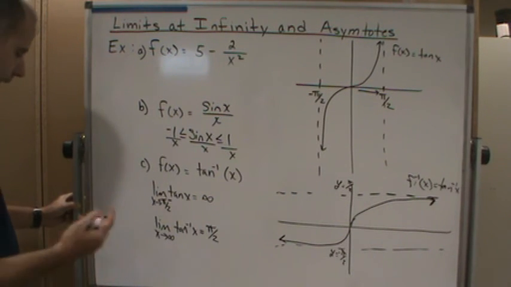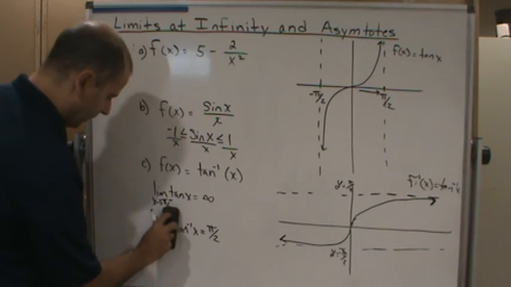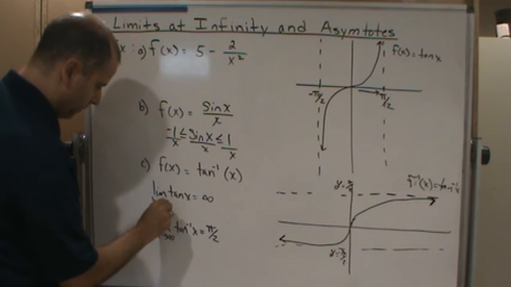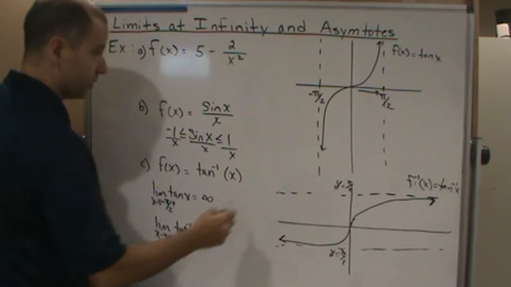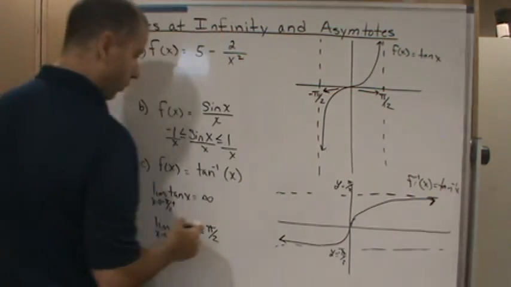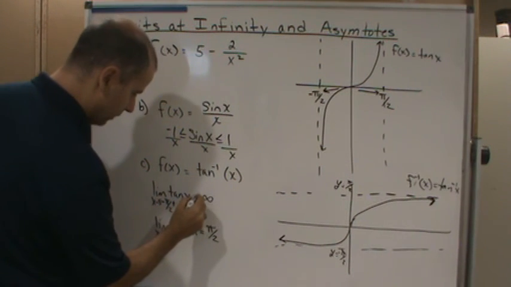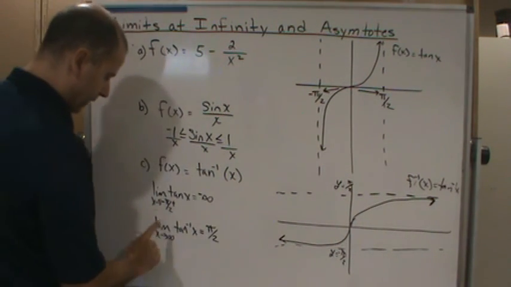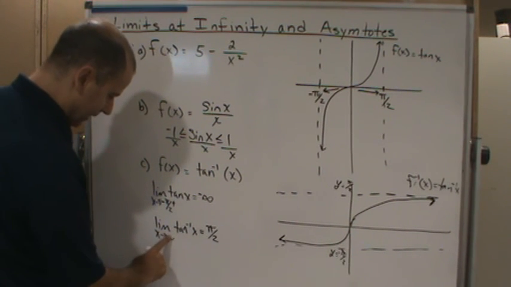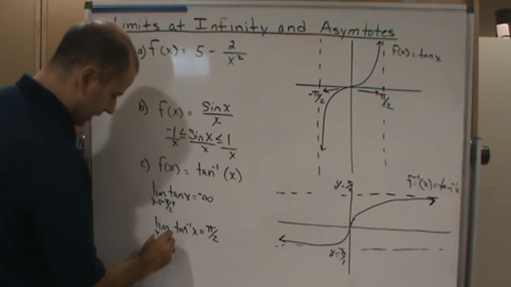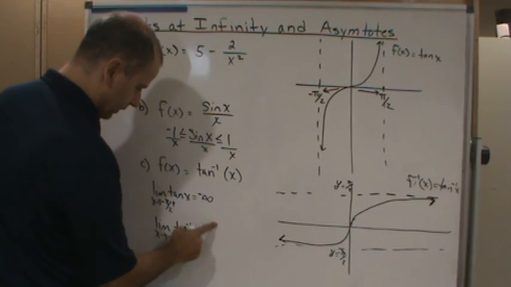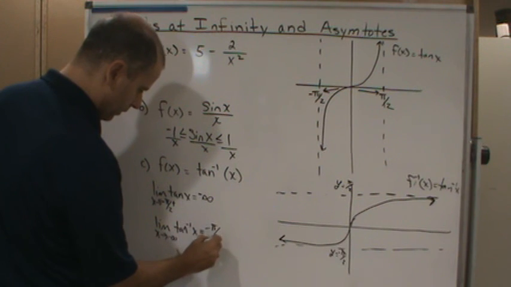And similarly, if I approach negative pi over 2 from the right, so now I'm going this way, what's happening to the graph? I'm going to negative infinity. So that means the limit as x approaches negative infinity of tangent inverse of x is going to be negative pi over 2.